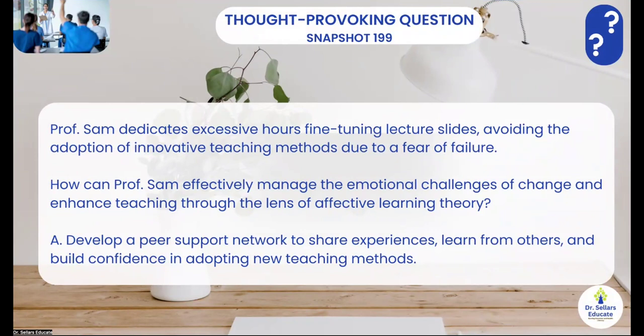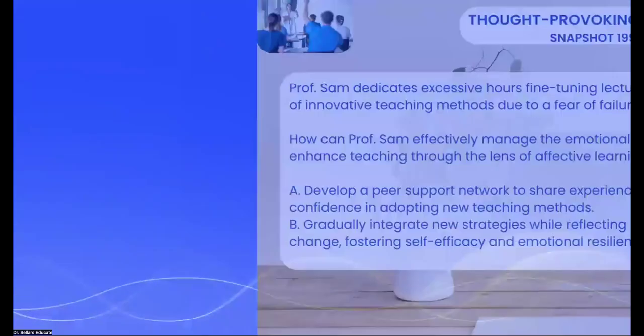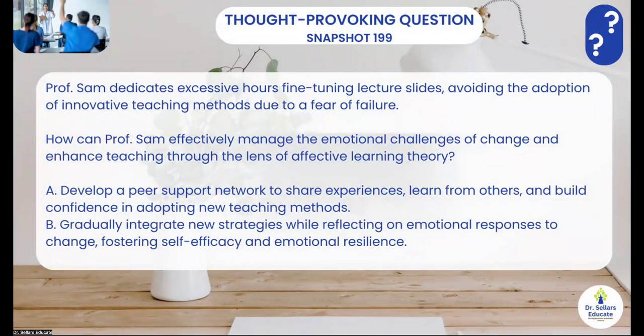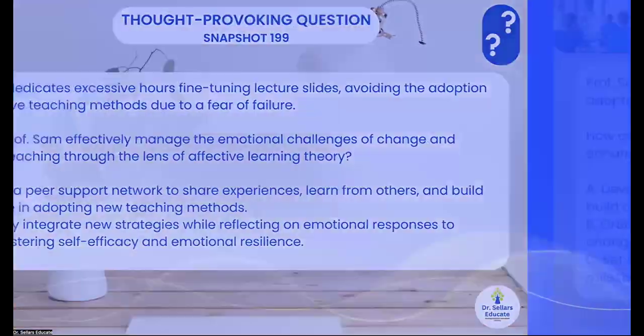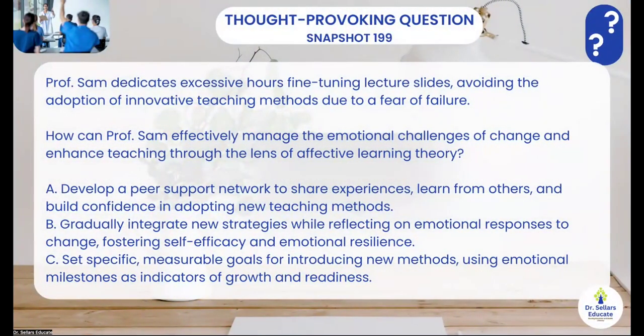So we have A, develop a peer support network to share experiences, learn from others, and build confidence in adopting new teaching methods. B, gradually integrate new strategies while reflecting on emotional responses to change, fostering self-efficacy and emotional resilience. Or C, set specific measurable goals for introducing new methods using emotional milestones as indicators of growth and readiness.